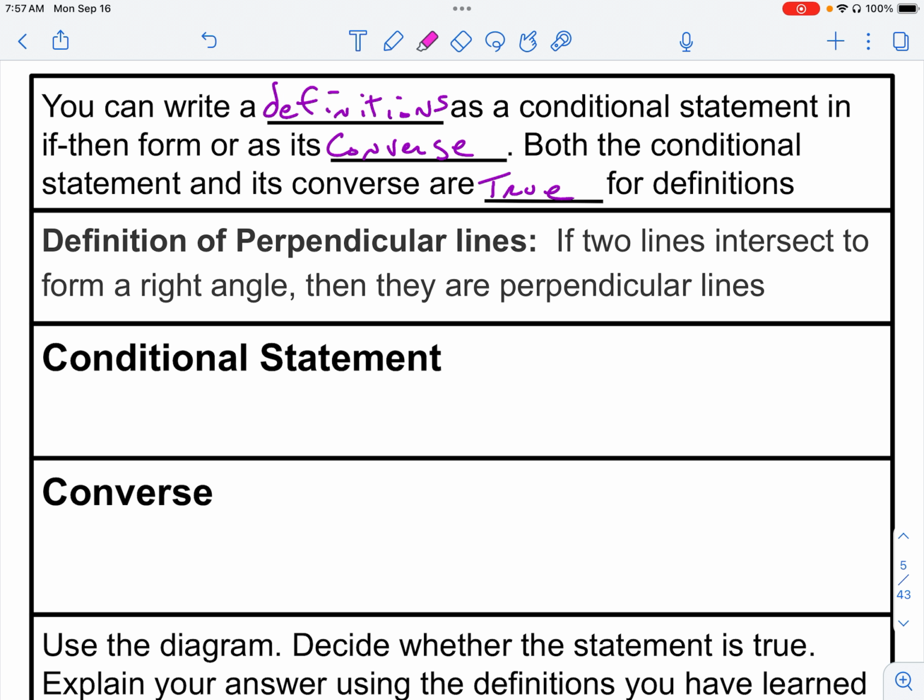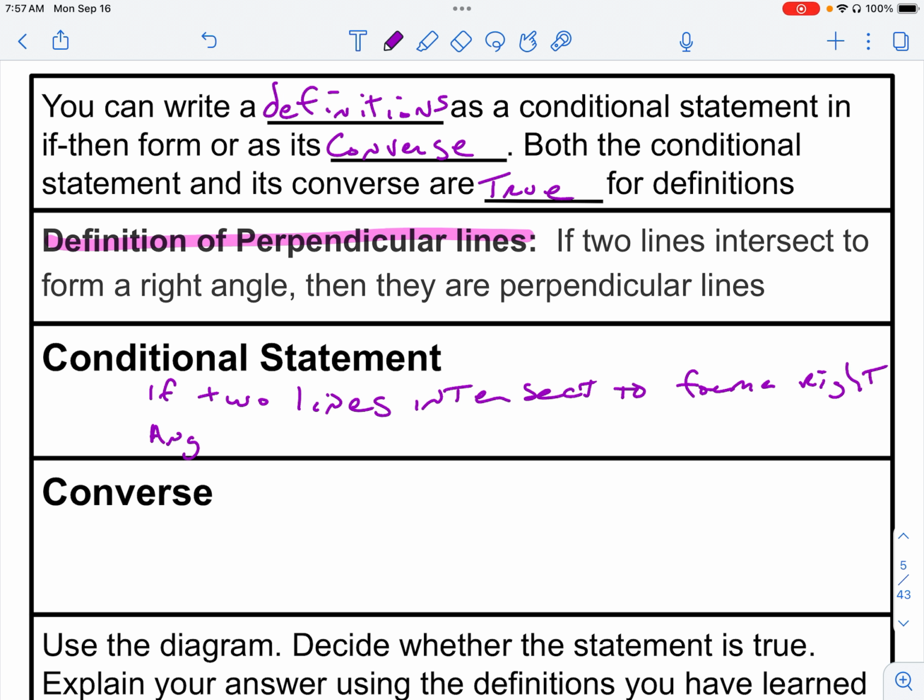We'll use the definition of perpendicular lines. If two lines intersect to form a right angle, then they are perpendicular lines. So let's write the conditional statement. If two lines intersect to form a right angle, then they are perpendicular lines.